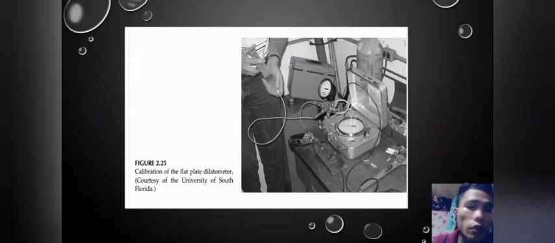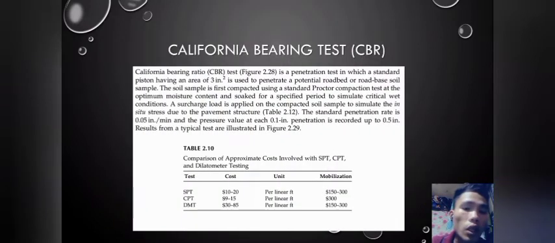Okay, dilatometer pressure, dilatometer testing. So let's move on to the California bearing test or CBR.